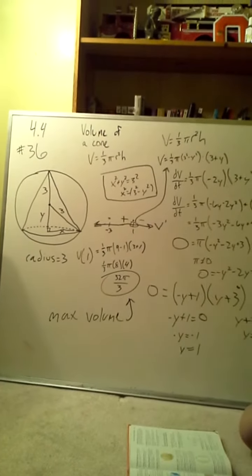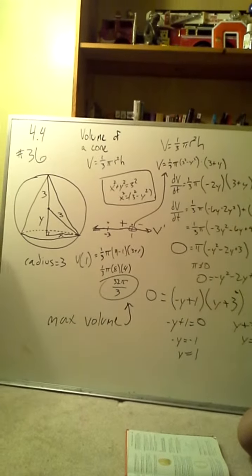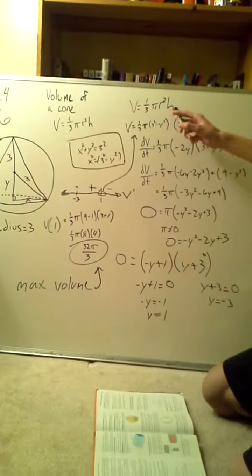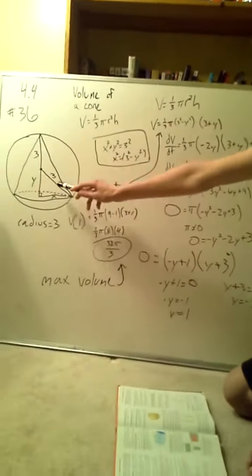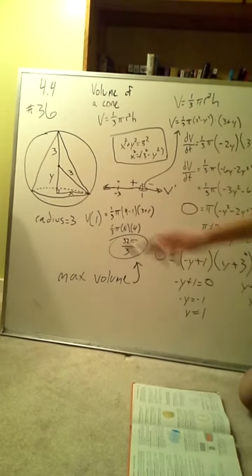The volume of a cone is 1/3 pi r squared h. So you use that equation. You plug in the radius and the height. We're going to do it in terms of y, so you can't use x.